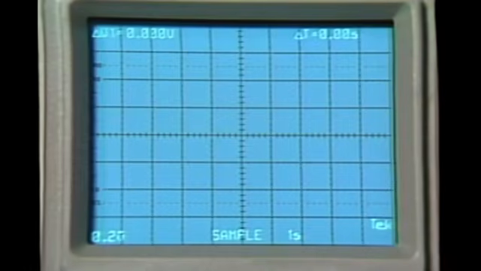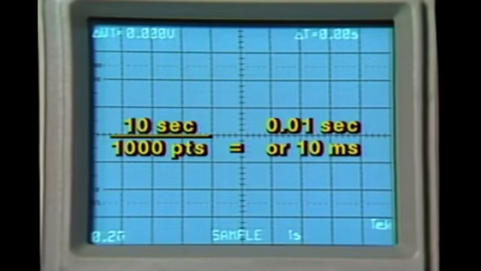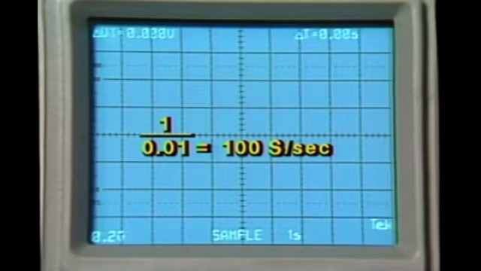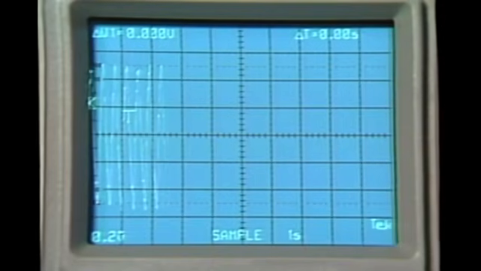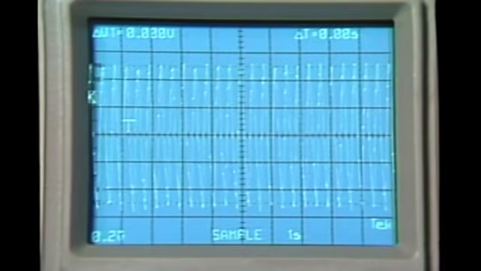If the time base is set to 1 second per division, the full screen equals 10 seconds. 10 seconds divided by 1,000 points equals 0.01 seconds. This is the time between sample points. The actual sample rate is 1 divided by 0.01, which equals 100 samples per second. The sample rate at this sweep speed would be the same for a DSO specified as a 20 megasamples per second scope or a 100 megasamples per second scope.